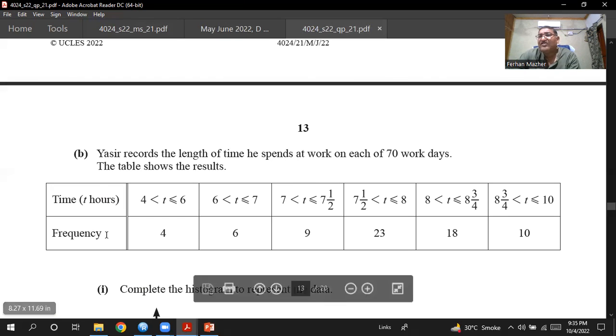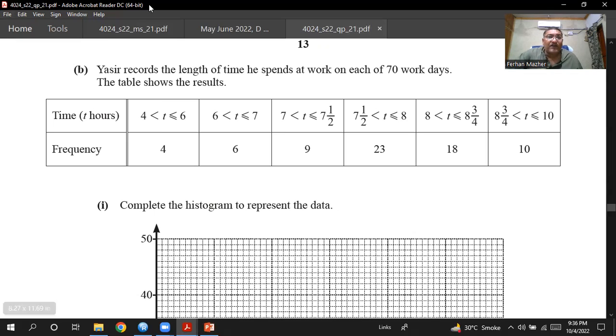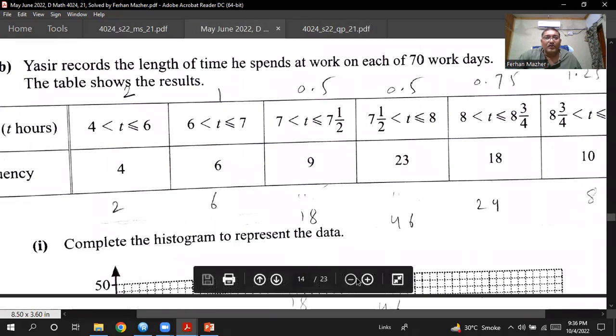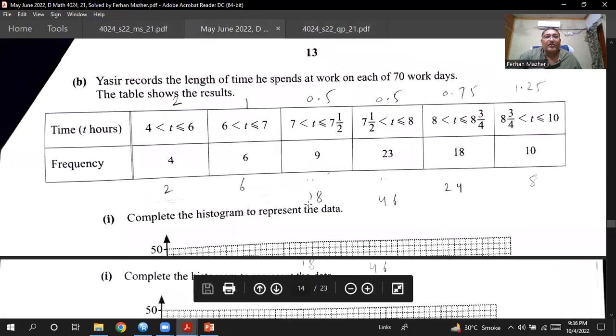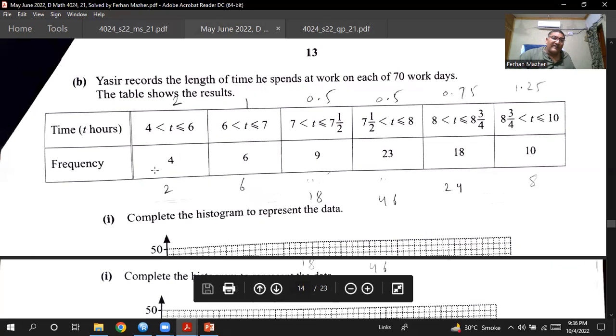Find the class width of each class, and the frequency density of each class will be the frequency of that class divided by the class width. That's the formula. So let me show you. This class width is 2, this class width is 1, this class width is 0.5, this class width is 0.5, this class width is 0.75, this class width is 1.25. So divide the frequency with the class width, you get the frequency density.